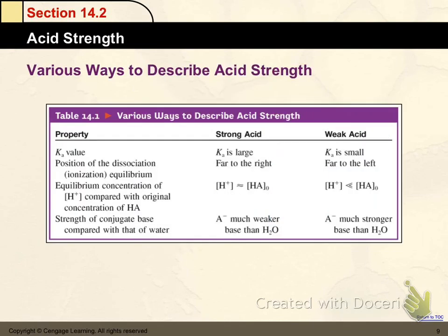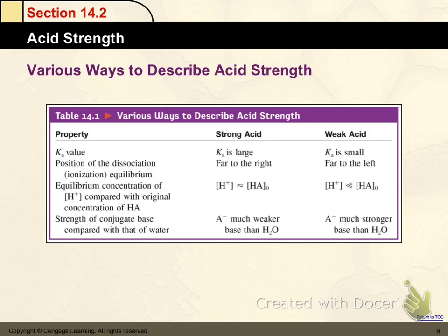Okay, so there are a couple of ways to describe acid strength. And again, I want you to write this table down. It's an important reference table. It is in your textbook in 14.1, but I think it's important to get down into your notes just to have a quick and easy reference. There's a couple of properties on the left side, like a Ka value.